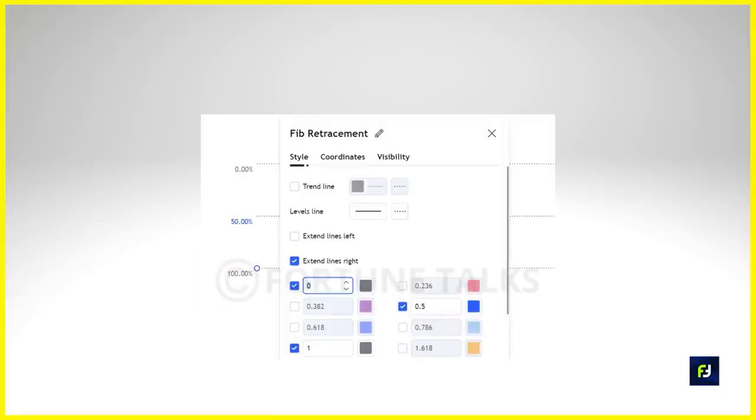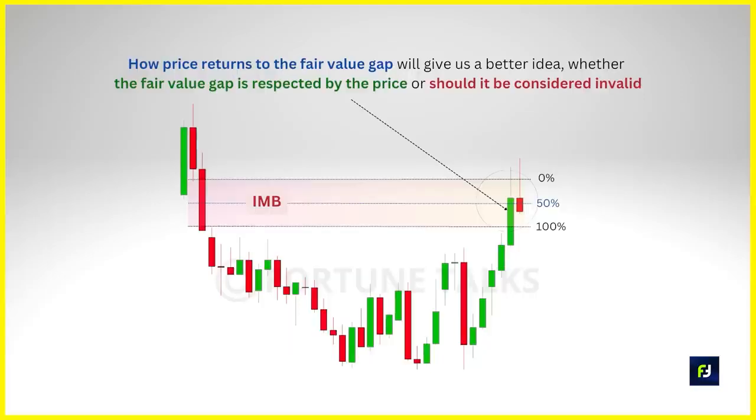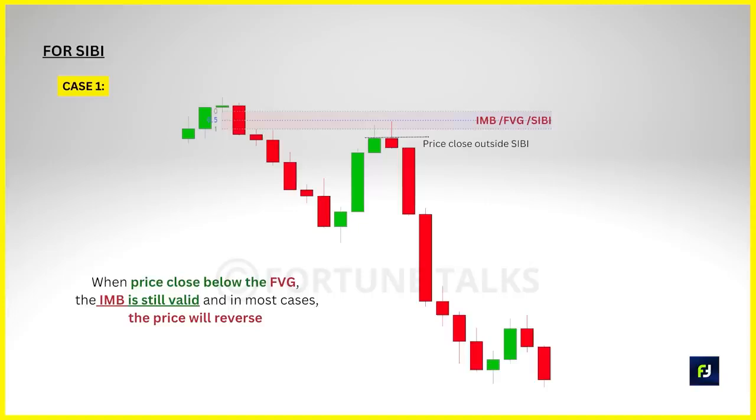You can make use of the Fibonacci tool to mark these levels within these fair value gaps. When the price returns to the fair value gap, we should look for a few different things. This will give us a better idea if the fair value gap is respected by the price or should it be considered invalid. I will be considering a bearish fair value gap or a CB for this purpose.